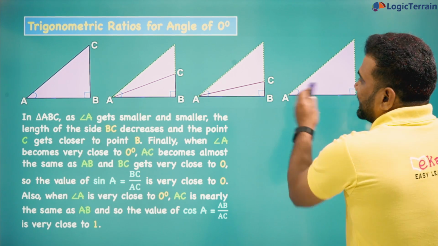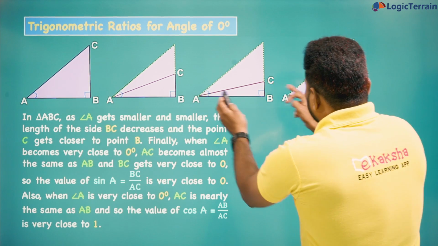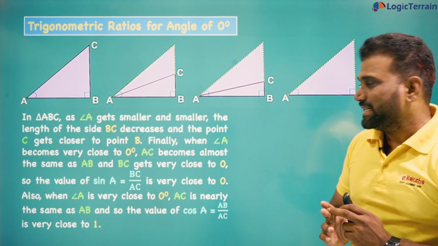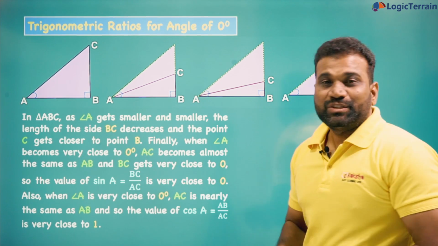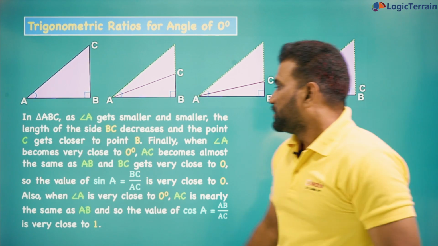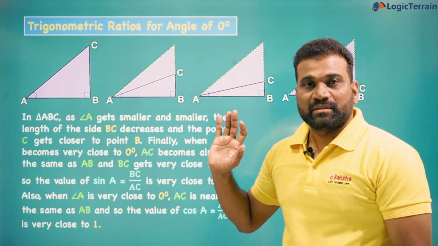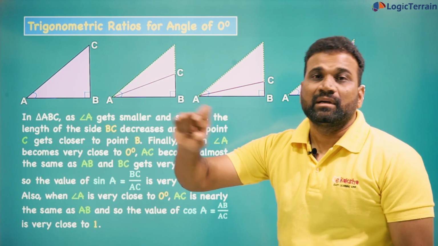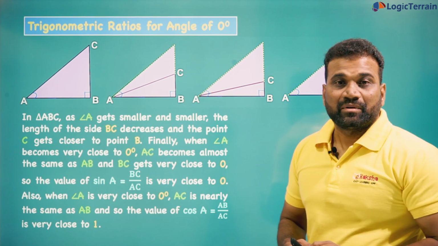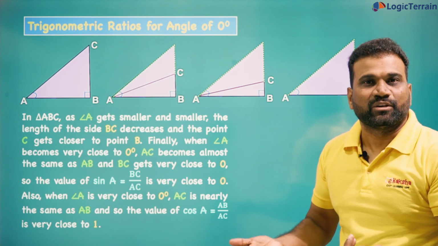AC length is almost the same as AB length, right? Initially this is the AC length, this is the AC length, this is the AC length. When angle A is almost 0, then AC length is almost equal to AB, right? And BC gets very close to 0. Here there is no gap, BC gets almost 0, right? So the value of sin A is equal to BC by AC, we know that. Sin A equals opposite side to theta over hypotenuse, right? So BC by AC is very close to 0 because here BC is almost 0. 0 by anything is 0, right?